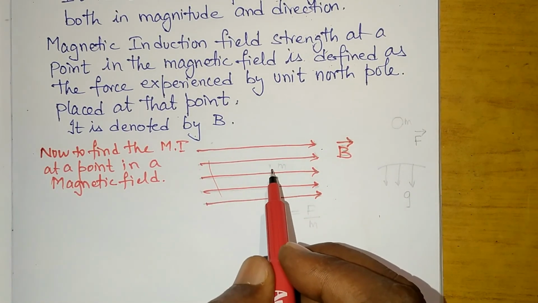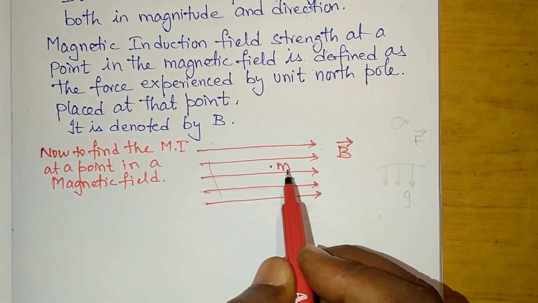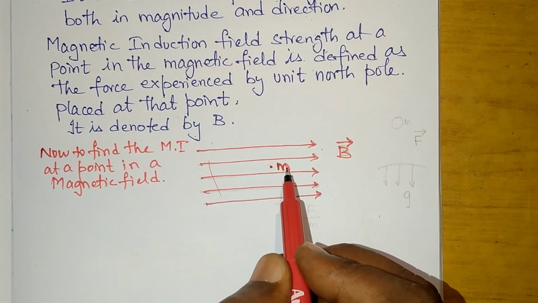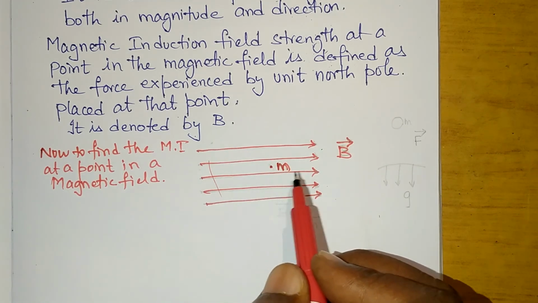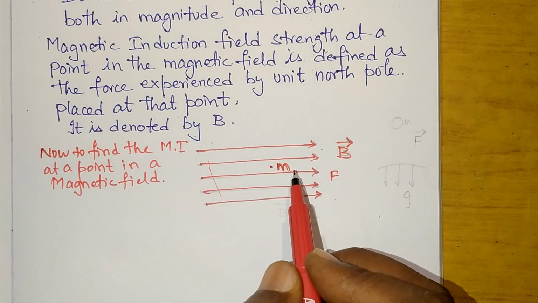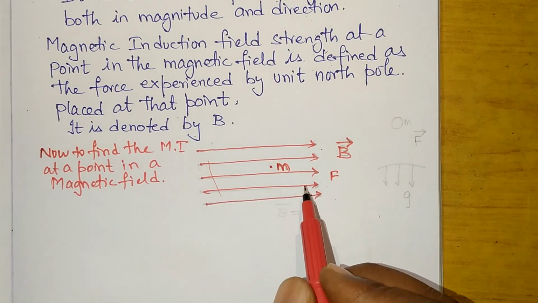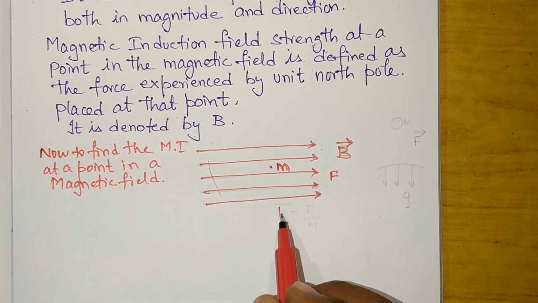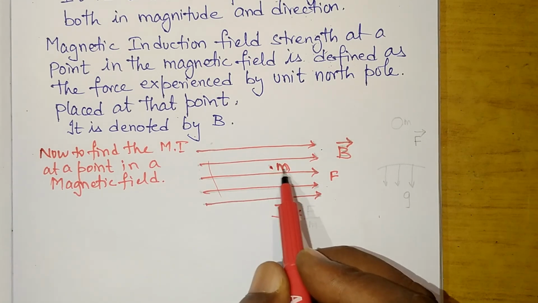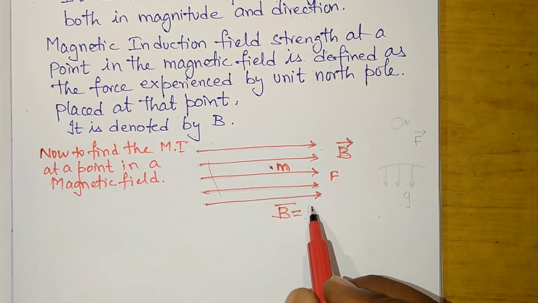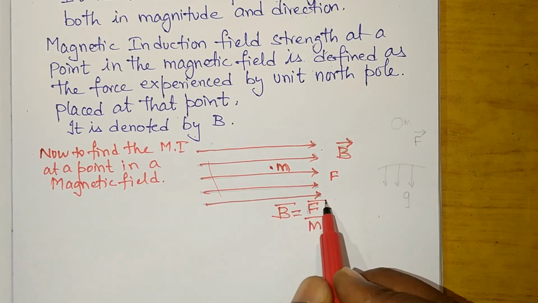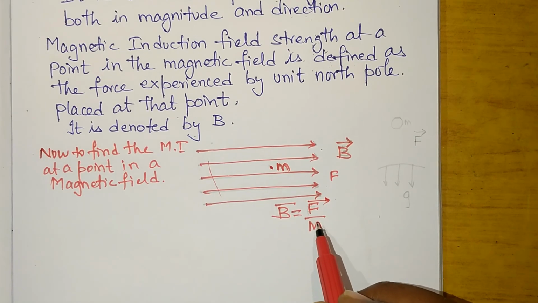If a pole strength M is placed at a point in a magnetic field, this pole strength experiences a force at this point. Therefore, the magnetic induction at this point due to the magnetic field is denoted by the letter B and is given as B is equal to F by M. So, F is also a vector, because force has a direction.